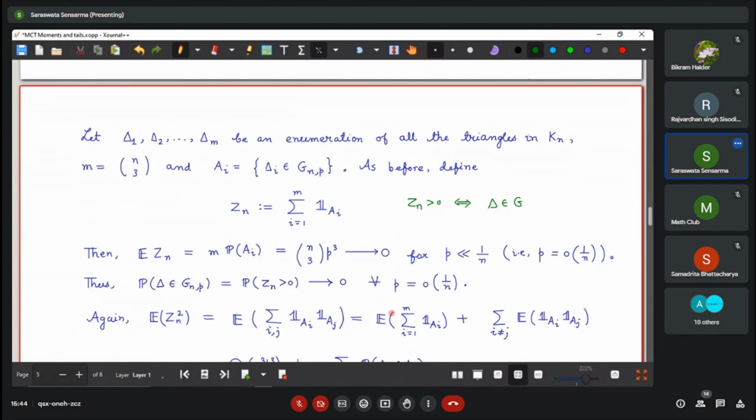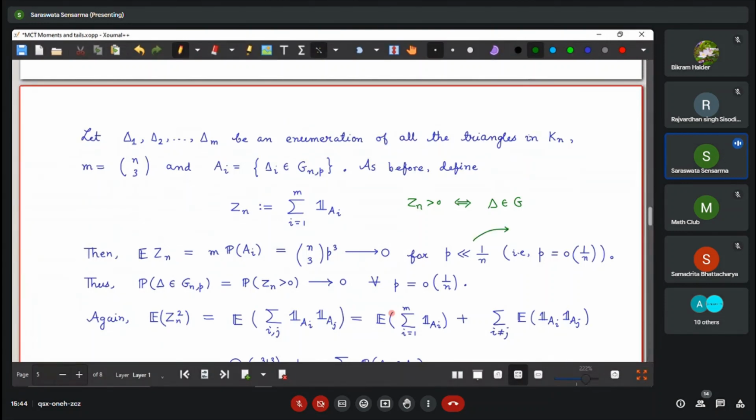So what about the expectation? The expectation is just m times the probability of A_i. All the A_i's have the same probability. And what is that probability? You need all 3 edges to appear, and the edges are independent of each other, which means the probability is p cubed. So it's just n choose 3 times p cubed. But think about it, n choose 3 times p cubed is going to 0 if p is much less than 1 by n.